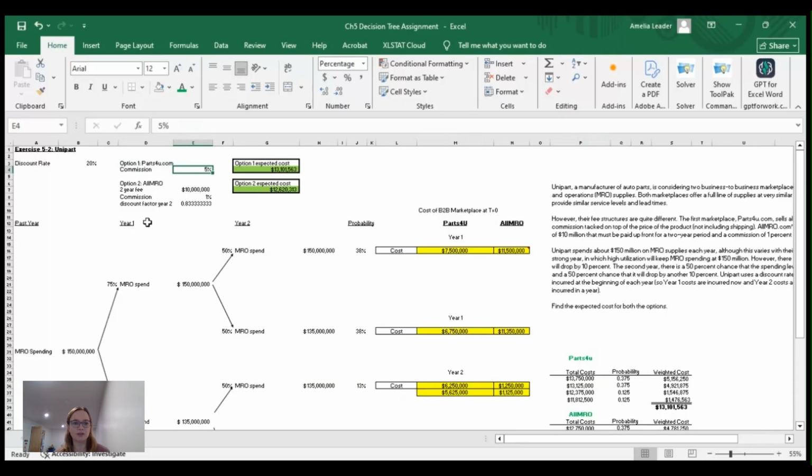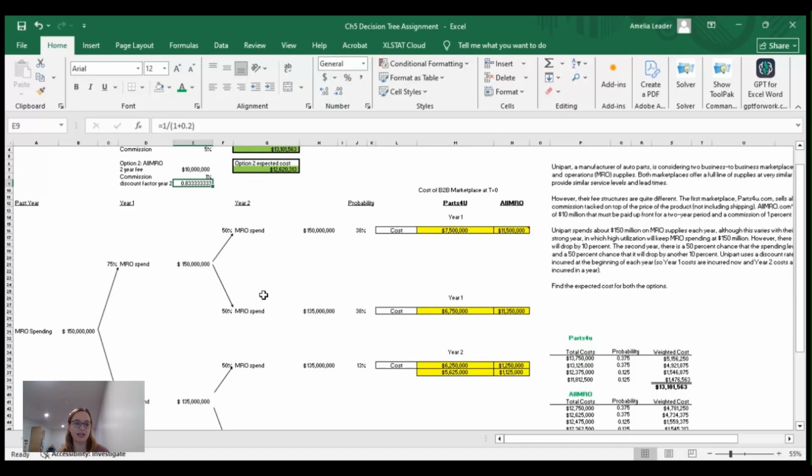Now for year 2, there's also the discount factor, which comes out to 0.83. To calculate that, it is 1 divided by 1 plus the discount rate, which is 0.2. So that brings us to the discount factor, which I decided to add into a cell here for easy calculations.